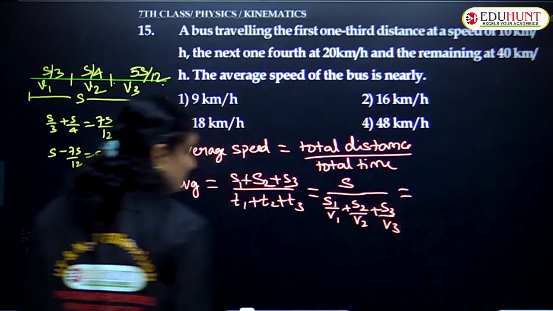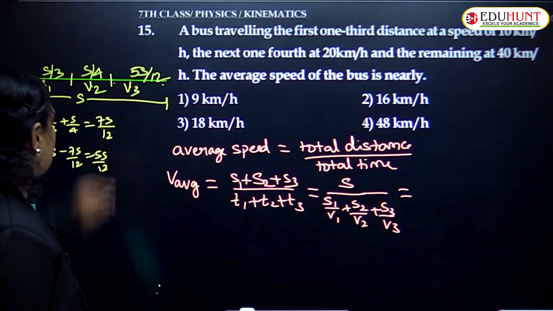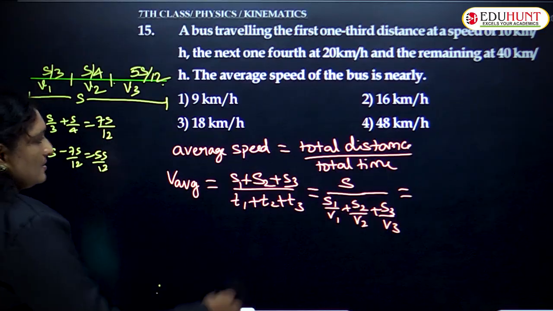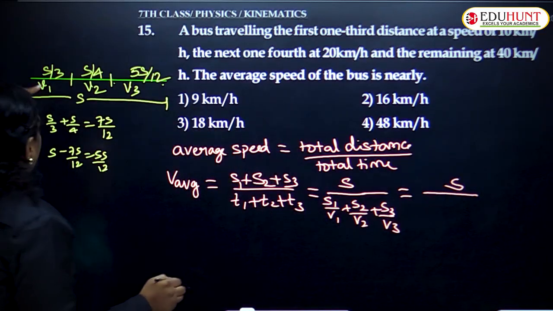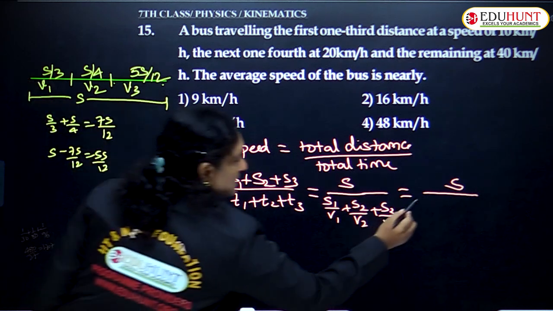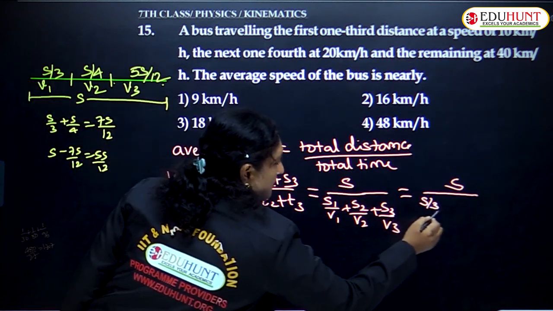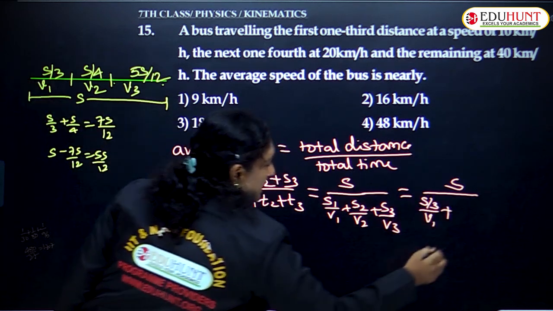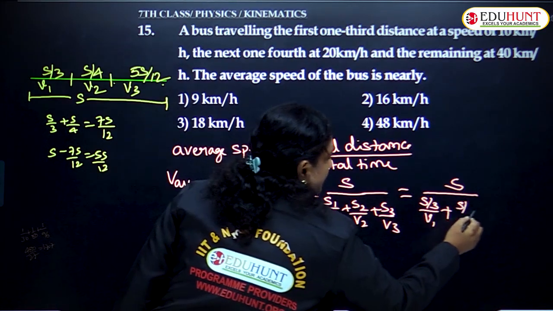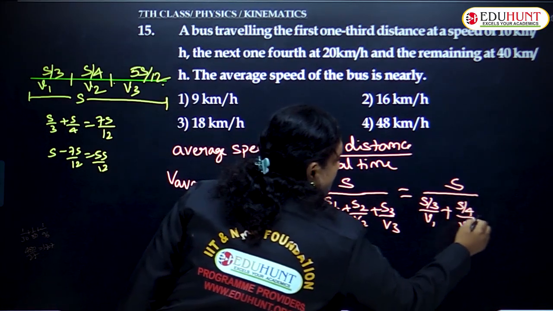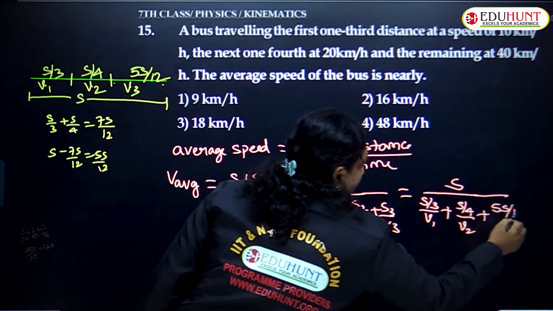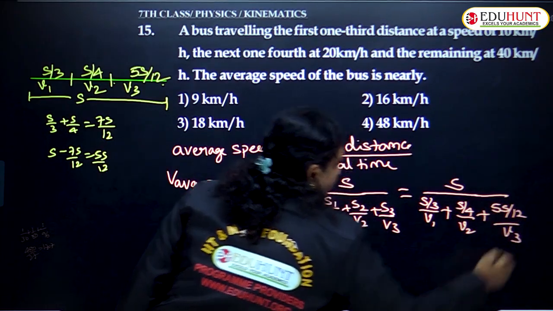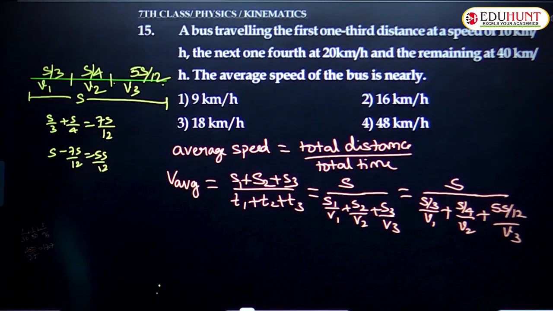Isn't it, children? Where S itself is considered as S. So this will become S upon, instead of S1, I can replace it with S by 3 upon V1 plus S by 4 upon V2 plus the remaining distance 5S by 12 upon V3. So here goes your formula.